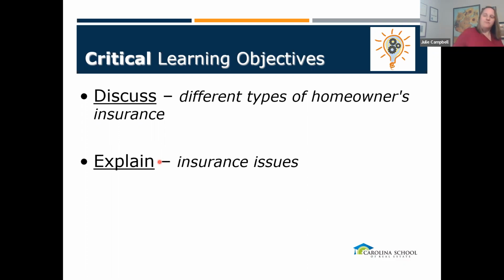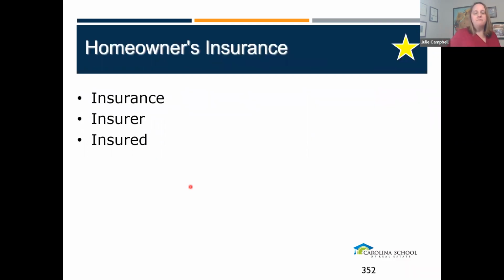So to start, let's define some words. Insurance is the bilateral contract between the insurer and the insured. The insurer is the insurance company. The insured is the homeowner.